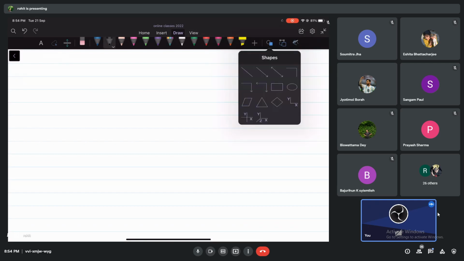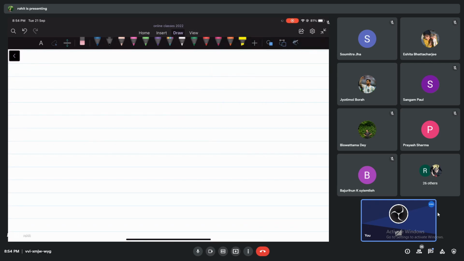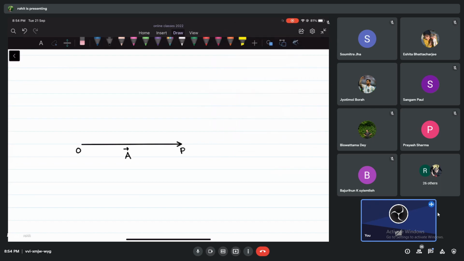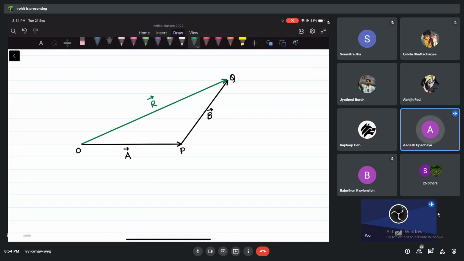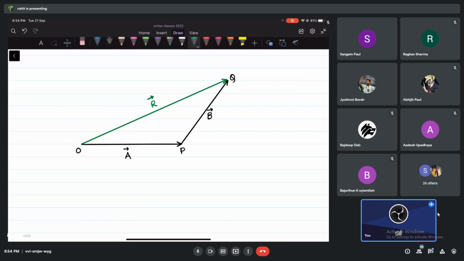I'll tell you what is going on. I'm going to take a vector A, just like before. This is my vector A. Let's call it point O and let's call it point P. Everybody's clear with this? I'm going to bring another vector, I'm going to call it vector B, pointing in some direction. You could have taken B first also, it does not matter. This is B, and let's say this point is Q right now. This vector represents the resultant vector, okay?